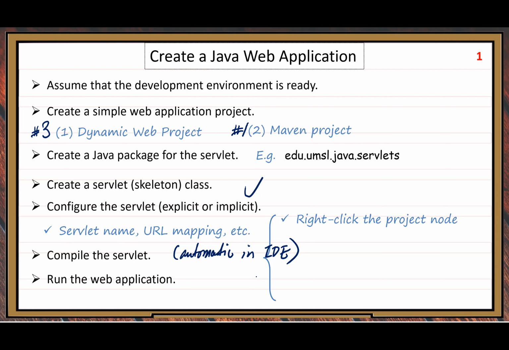Now the file node. I saw before some students right-click a specific file. Although sometimes it works, it's not a good way. The good way is to always right-click the project node. We want to run the whole project, not run one particular file. Running one particular file is not a safe way.